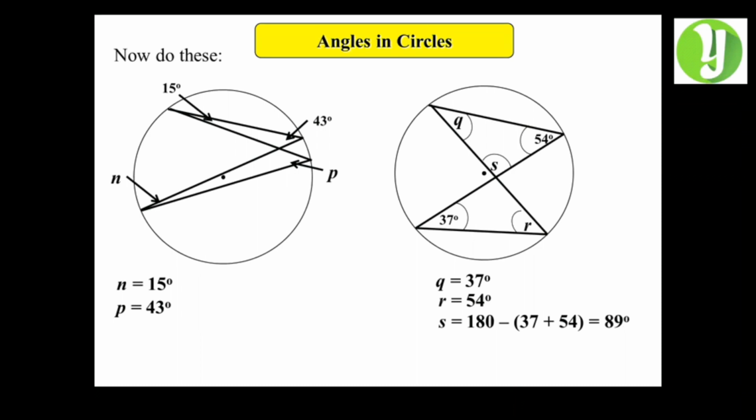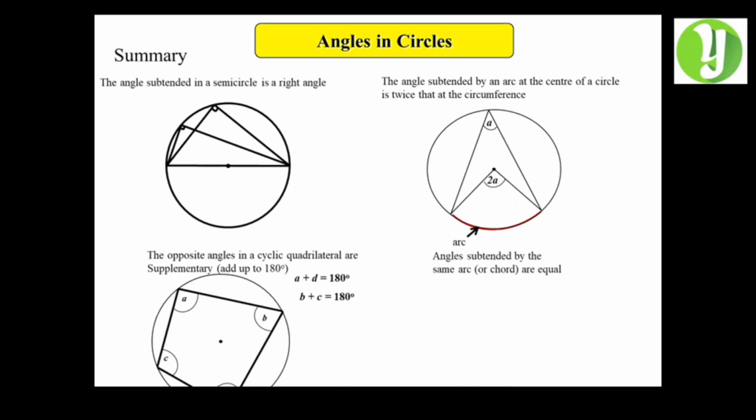So those are the four properties: angle by a semicircle, angle by the same arc, angle by a cyclic quadrilateral, and angle by the same arc or same chord. Now we can summarize. Angle by a semicircle is 90 degrees, the opposite angles of a cyclic quadrilateral are supplementary, the angle subtended by an arc at the center is twice the angle on the circumference, and last but not least, angles subtended by the same arc or the same chord are equal.